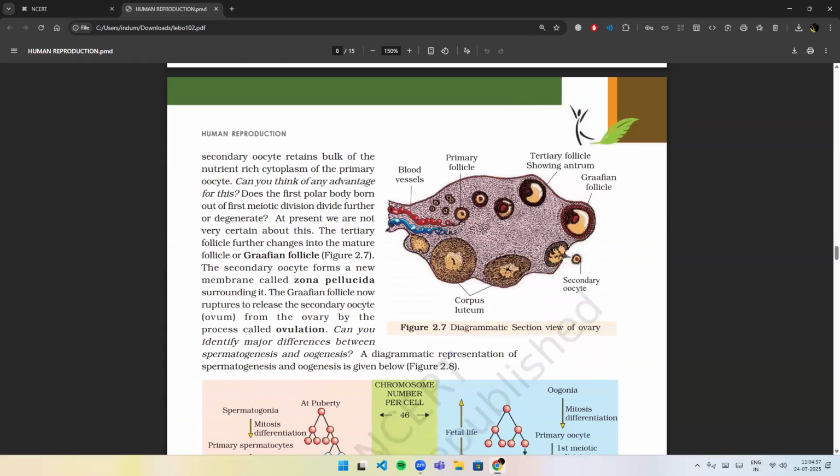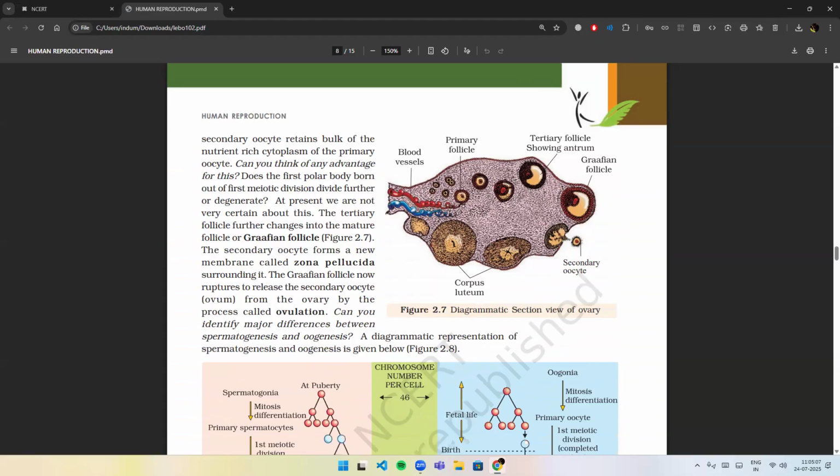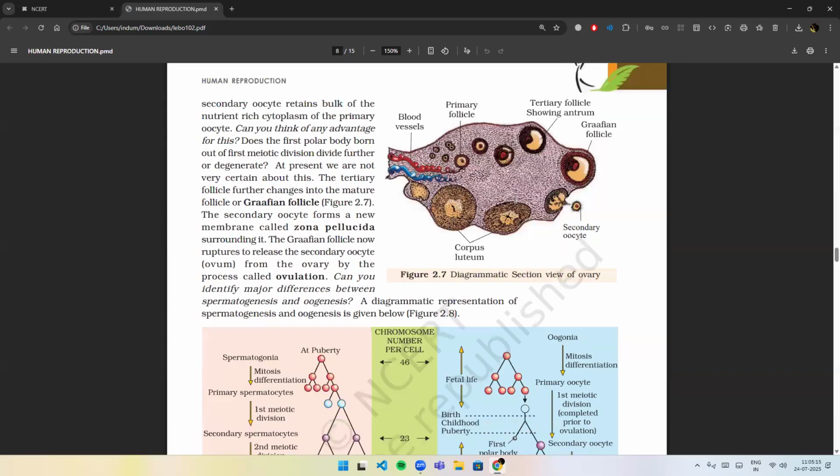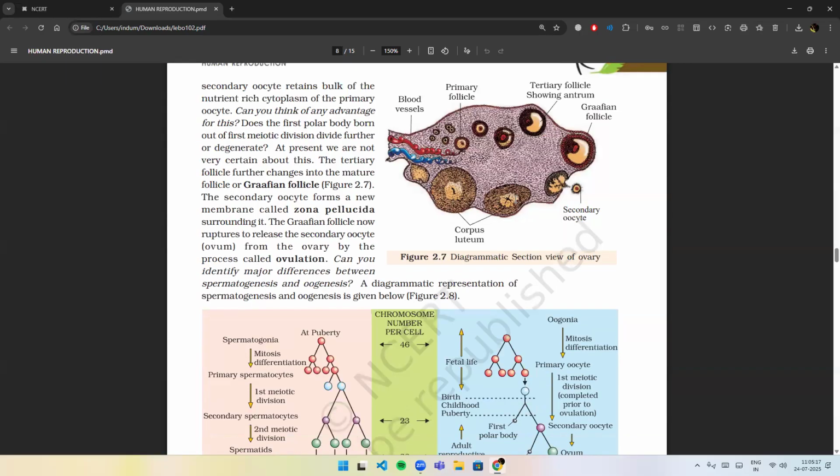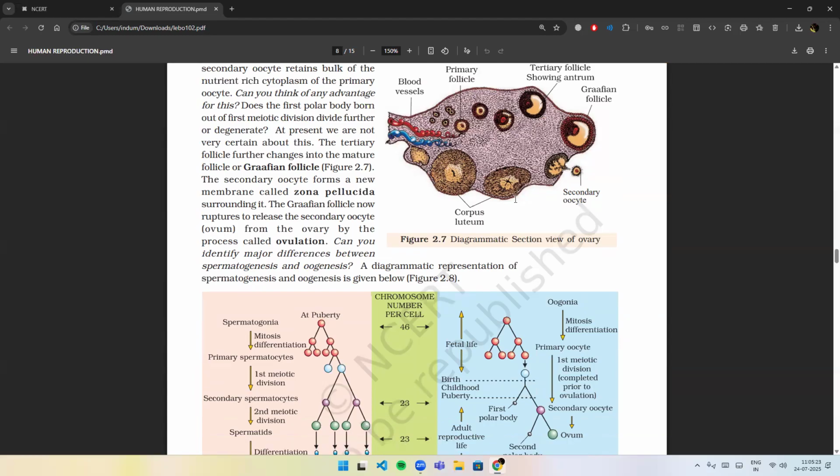Can you think of any advantage for this? Does the first polar body, born out of first meiotic division, divide further or degenerate? At present, we are not very certain about this. The tertiary follicle further changes into the mature follicle or Graafian follicle. The secondary oocyte forms a new membrane called zona pellucida surrounding it. The Graafian follicle now ruptures to release the secondary oocyte from the ovary by the process called ovulation.